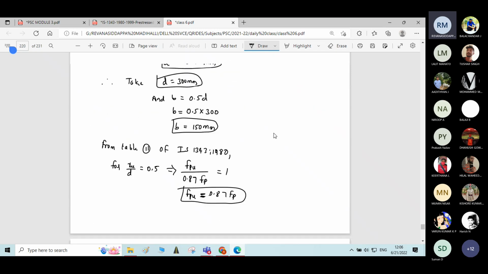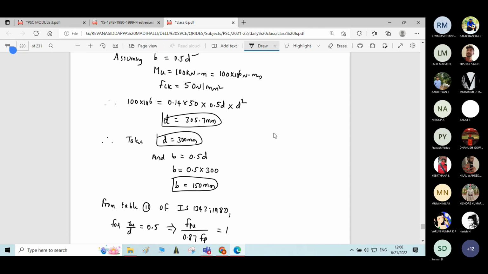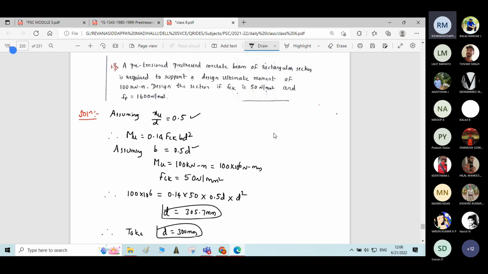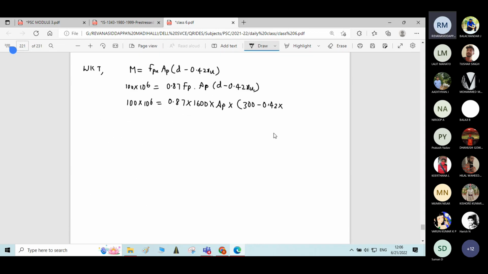XU is how much? Depth of neutral axis, how much we have selected? Depth of neutral axis, XU by D, we have selected at 0.5. Let me calculate here. XU by D is 300 is equal to 0.5, which gives XU is equal to 150 mm. Okay, therefore here the answer is 150. XU by D we have assumed at 0.5. Therefore, XU, depth of neutral axis, is equal to half of the depth of the beam. By this we can work out the area of pre-stressing steel. If you calculate the answer, you will get the answer as 303 mm square.